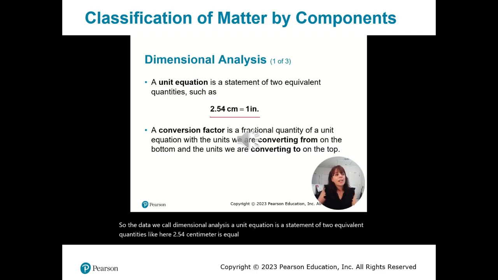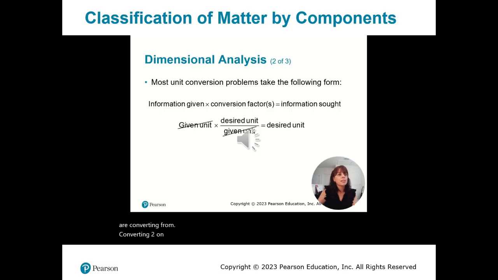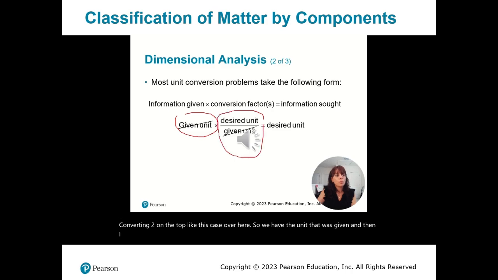A conversion factor is a fractional quantity of a unit equation, with the units we are converting from on the bottom and the units we are converting to on the top, like this case over here. So we have the unit that was given, and then I have the conversion factor. Then I will put the given unit down here so I can cancel out the unit, and I have the desired unit. This is how you use the conversion factor.